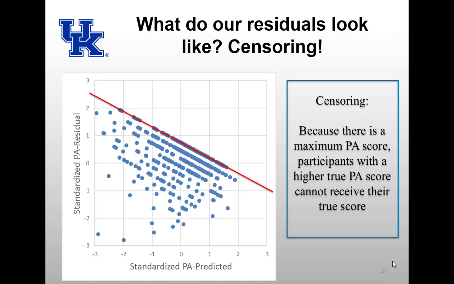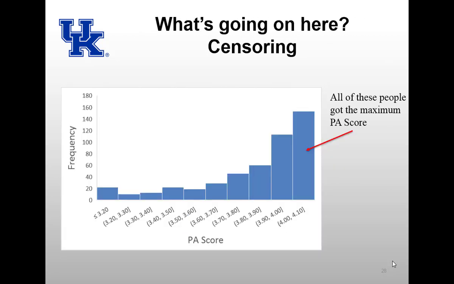The effect of there being a maximum possible score that we can't go higher than is called censoring. Everyone who would have gotten a higher score gets the maximum score instead. Danny's going to tell us a little bit more about how censoring works.